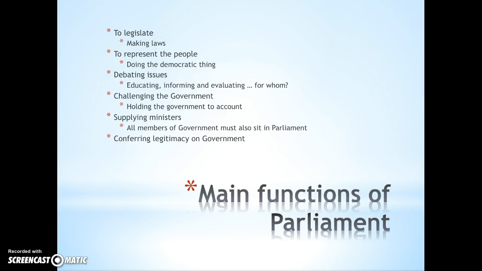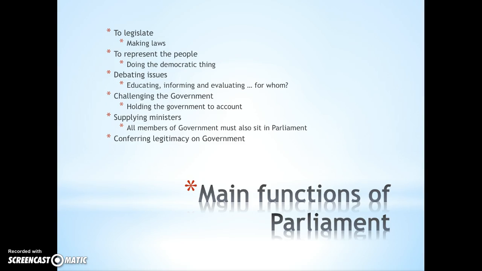But perhaps one of the most important and least well understood functions of Parliament is to confer legitimacy on government. Now remember, nobody voted for the Prime Minister. Nobody voted for David Cameron as Prime Minister. Even the good citizens of Witney didn't vote for him as Prime Minister. They voted for him as MP for Witney. Similarly, nobody votes for the Home Secretary.